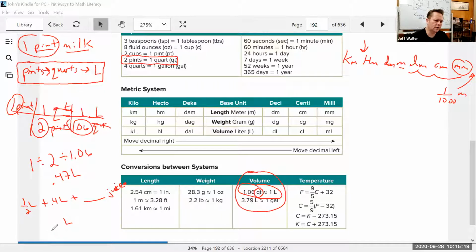That's why we're trying to get them to be the same unit, so I can put them all together. So when I get so many liters, I can then convert that to so many milliliters. That would be my last step. That's how I would do that problem.